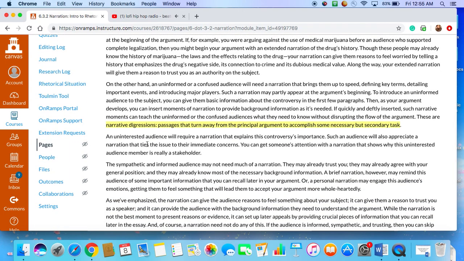Okay, so an uninterested or uninformed audience is going to need a lot of background information that really details those key terms, because they're probably not going to know them. You definitely want to give them the important events and the major players. But what you also want to establish with this background information is, again, why your controversy is important, because your whole goal is to get them to realize that they do need to be concerned about this. So you need to show them the background information that is going to make them feel concerned.